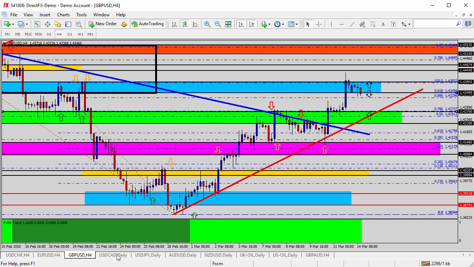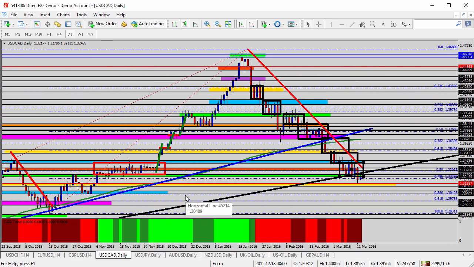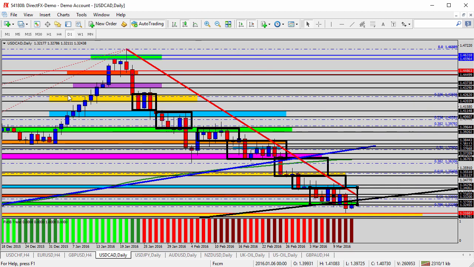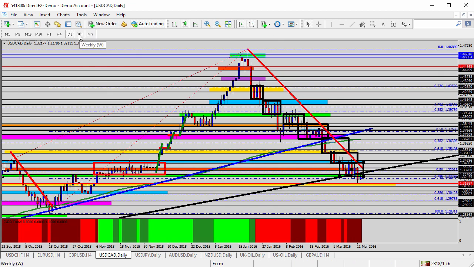Moving over to the US CAD, of course, this pair has been in a pretty decent downtrend, the red trend line representing that. We've studied the downtrend pattern, these black boxes on the chart. We've been studying that in the daily trade room.